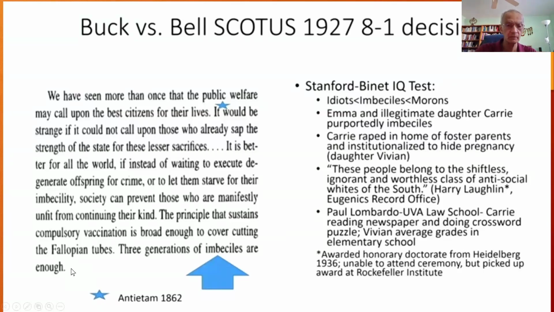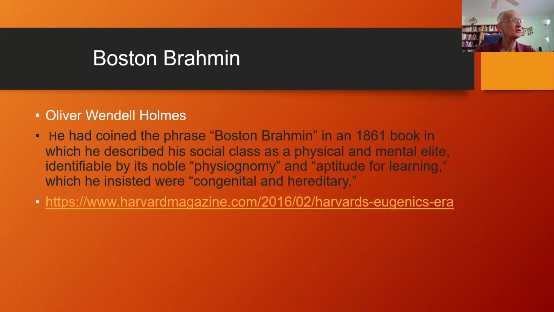So this was interesting trivia to me, at least: Oliver Wendell Holmes, whom we just talked about, coined the word Boston Brahmin. So that's how the word Brahmin got incorporated into American English. These are some of the links for those who want to read more about Harvard's eugenics era. Identified by its noble physiognomy, an aptitude for learning. I think I at least have the aptitude for learning. I don't know if I have noble physiognomy or not, and I'm not going to touch that one.